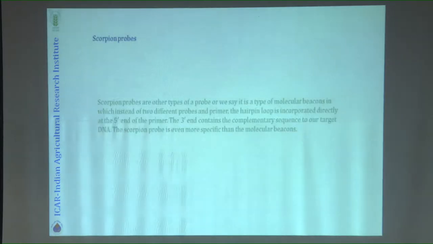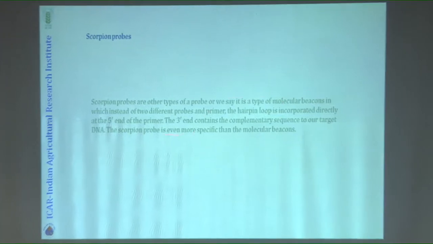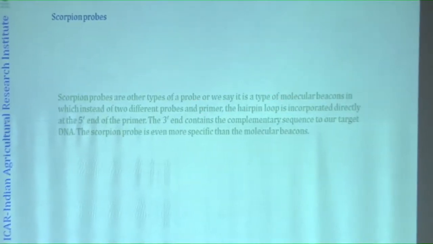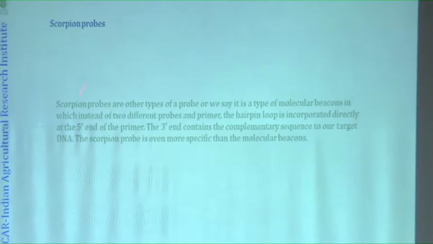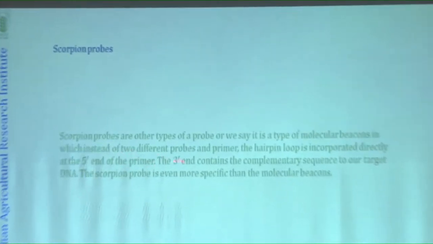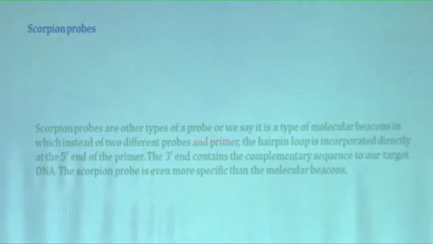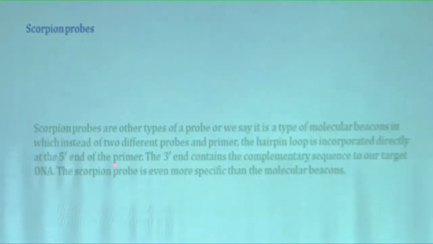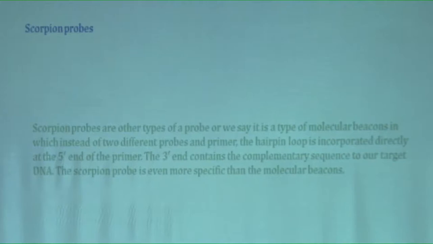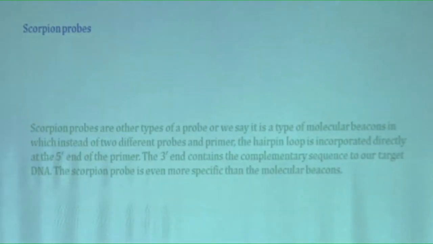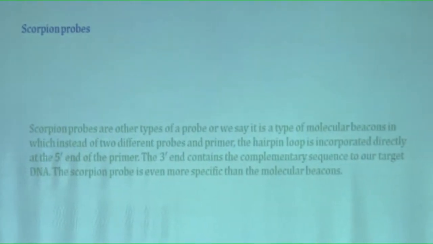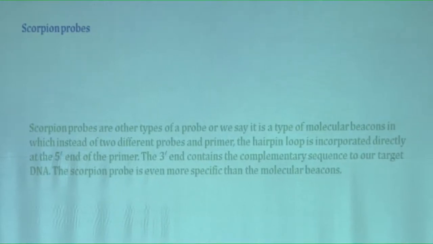This is only for you to understand. It is not that we have beacons as a type of probe, but similar principles are used. Instead of using two different probes and the primer, the hairpin loop is incorporated directly into the 5 prime end of the primer itself. So we have to design a primer which will have a hairpin loop like structure. So at least you understand this.